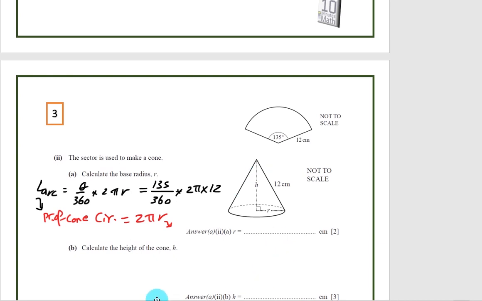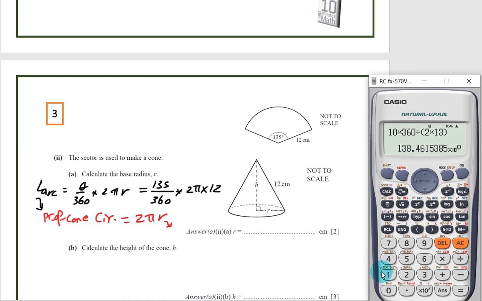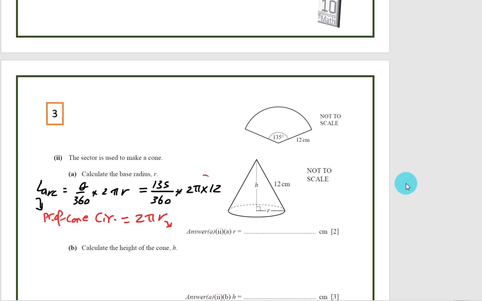So let us start to make our calculation. 135 divided by 360 multiplied by 2 multiplied by 12 will equal 9 pi. So the length of the arc, this part, is equal to 9 pi. This 9 pi will equal 2 pi r. This pi will go with this pi, so r is equal to 4.5 centimeters. Okay.